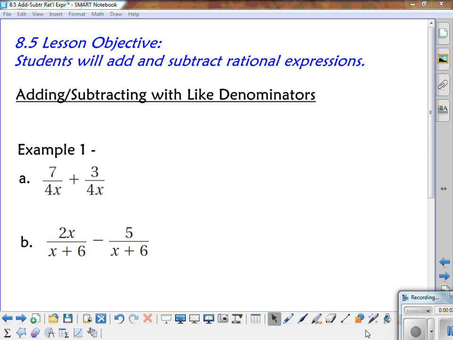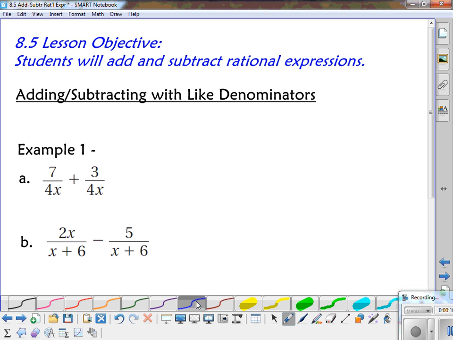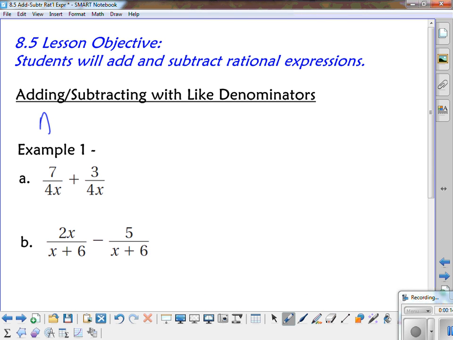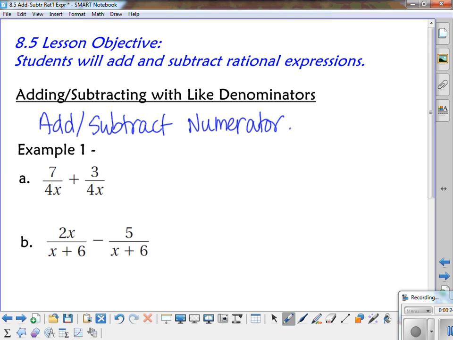Okay, so today we are going to add and subtract rational expressions. And so it's just like when you add and subtract with fractions. If you have a like denominator, you add or subtract the numerator. And then if you can, you reduce the fraction.